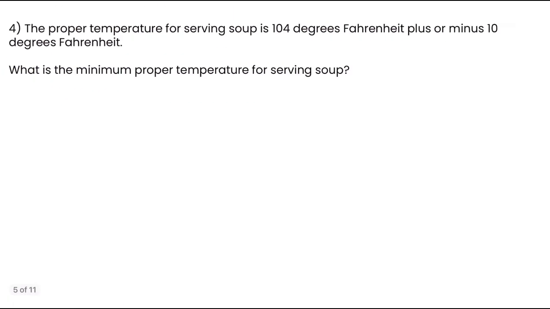So in this problem, it says the proper temperature for serving soup is 104 degrees Fahrenheit plus or minus 10 degrees. What's the minimum proper temperature for serving soup? Once again, we have a central value, which is 104, and then we have a range, which is equal to 10. If I write this as an absolute value equation, I can write the absolute value of x minus 104 is equal to 10.